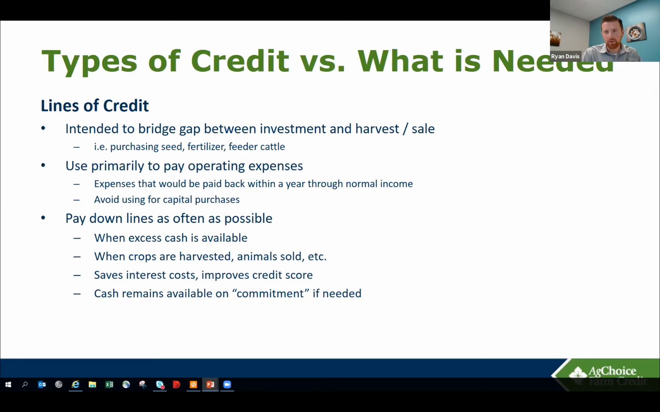So lines of credit are typically used to pay some of those operating expenses that would be typically paid back in the normal business cycle, whether that's a yearly business cycle or a monthly business cycle. They're typically not used for capital purchases like equipment or real estate or those types of purchases. And with lines of credit, we typically do recommend that you pay those down as often as possible whenever you have excess cash. That does save you on interest costs. It can improve your credit score, based on, again, that utilization rate that we talked about earlier. And then you do have that cash essentially available to you on that line of credit in the future if needed.